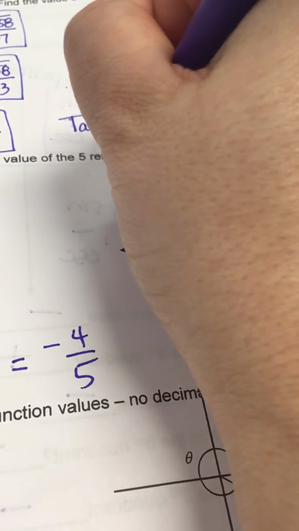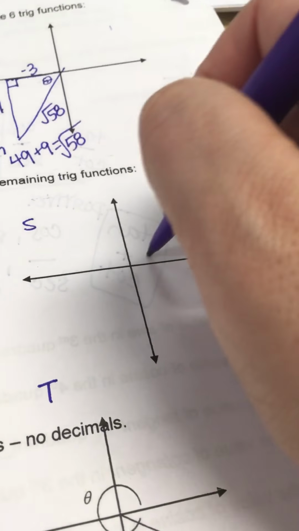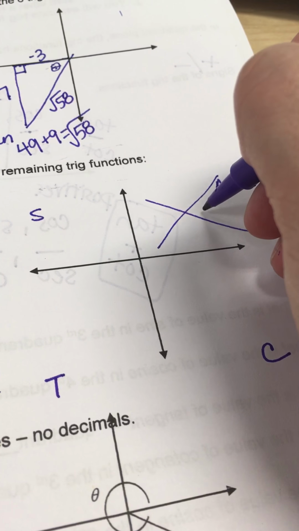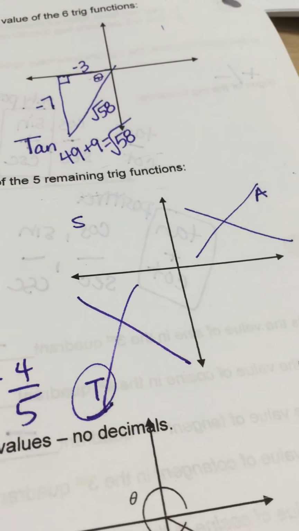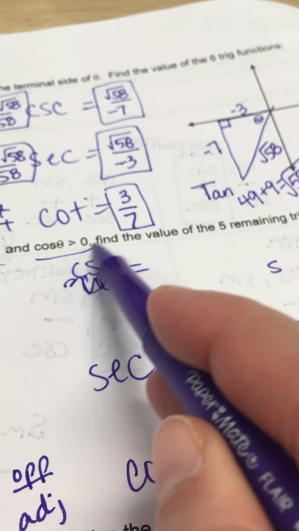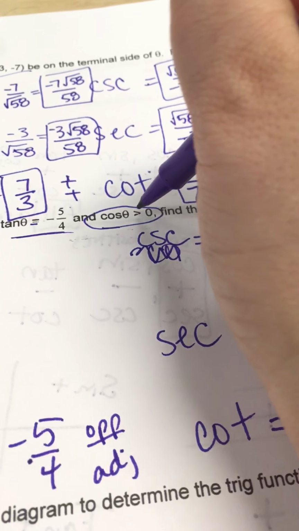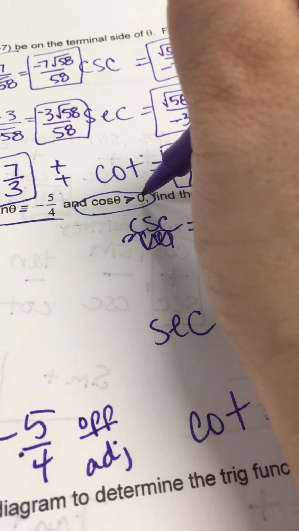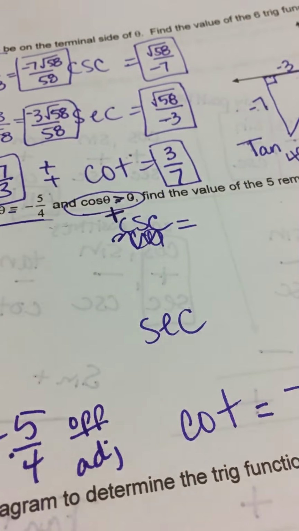So, my A, S, T, C. Since tangent was negative, it can't be in the first quadrant. And also, because tangent was positive in the third, it can't be in the third. When they give you these, you'll cancel down 2 quadrants with the first one and then clarify which of the other 2 is going to work. Now, on this one, it says cosine is greater than 0. So that means it has to be a positive value.